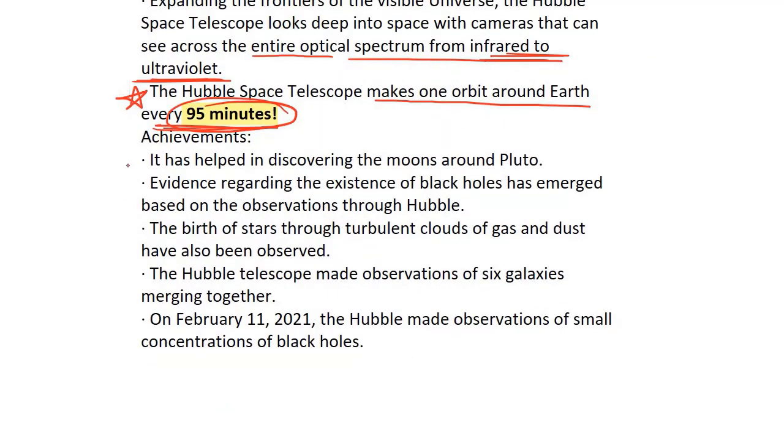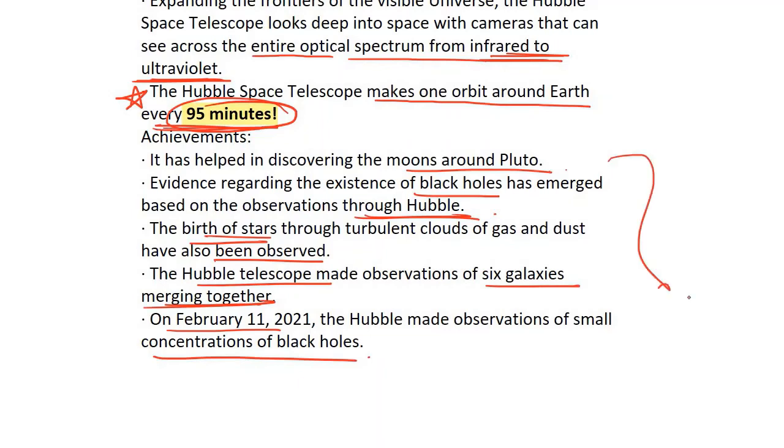What are the significant achievements of this? It has helped in discovering the moons around Pluto. Evidence regarding the existence of black holes emerged based on observations through Hubble, and the birth of stars through turbulent clouds of gas and dust has also been observed. The Hubble telescope made observations of 6 galaxies merging together. On February 11, 2021, the Hubble made observations of small concentrations of black holes. So these are the achievements. We just have an idea about the achievements.